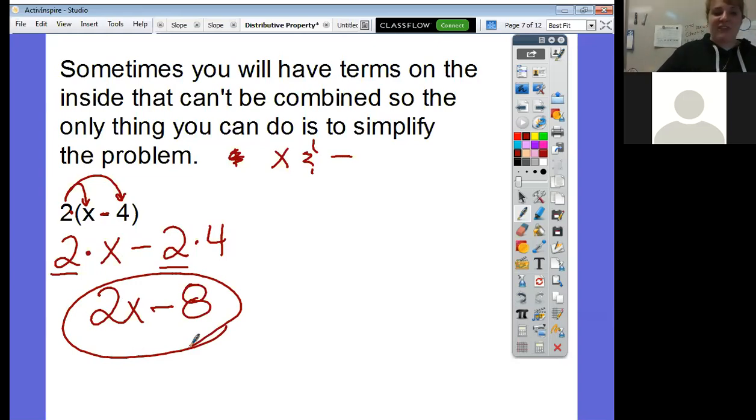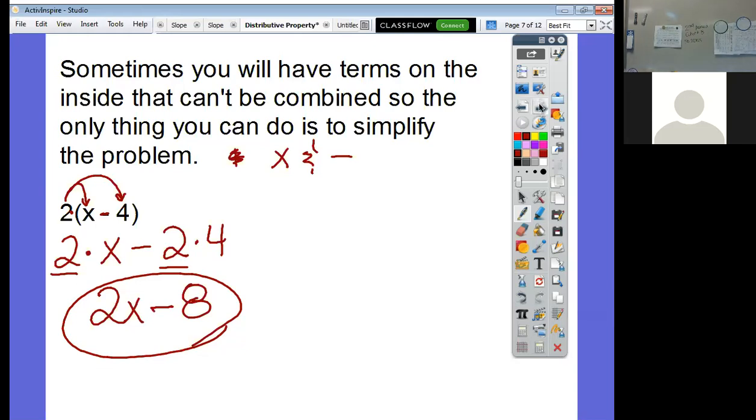There is nothing else you can do to this because these right here are not like terms. One has an x behind it. The other does not. So you cannot put them together. Okay? So that's your answer. You're done. You've simplified it.